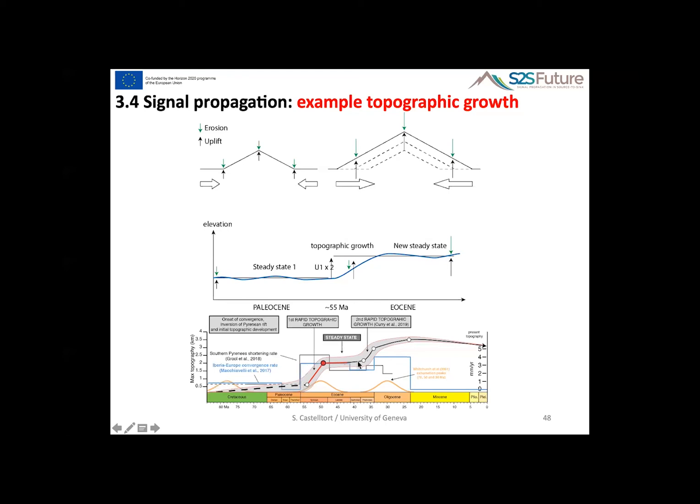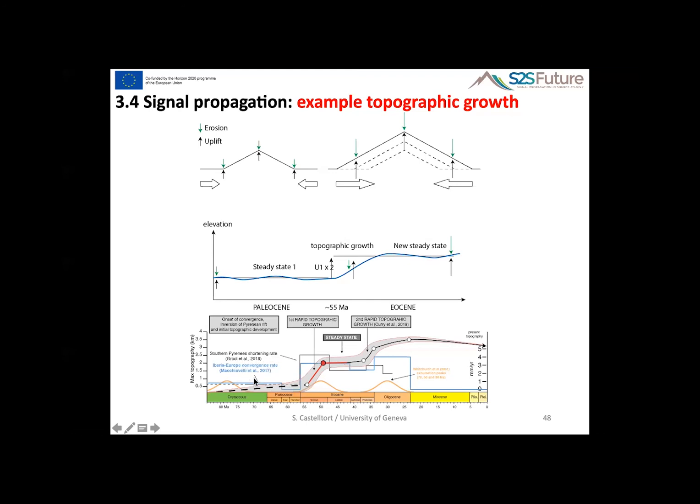However, there is a good relationship with tectonics, and tectonics is, for instance, those two lines here, the blue and the black. I have 2 minutes. So the blue is the Iberia-Europe convergence rate according to Macchiavelli et al. in 2018. In black, it's one view of the Southern Pyrenees shortening rate according to Grool et al. in 2018.